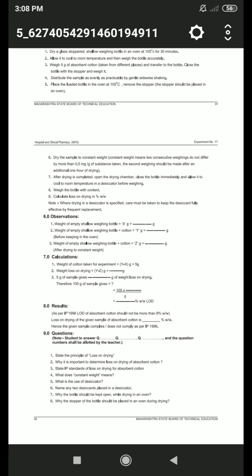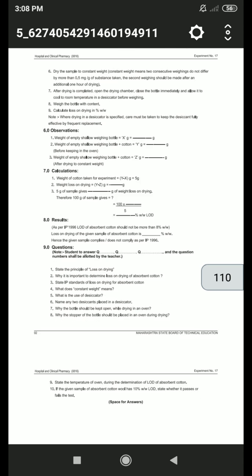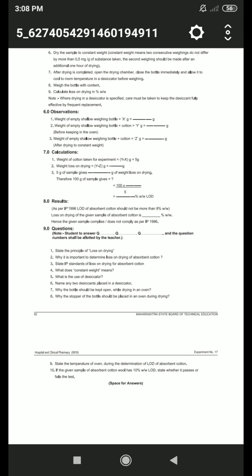In the result, write down the result of this experiment. And the last are questions related to this experiment, and they are very important. You all students will be able to answer these questions after watching this video.